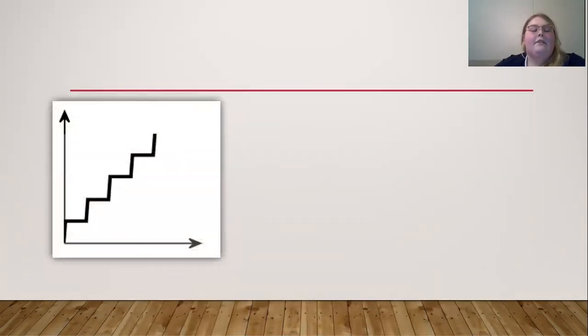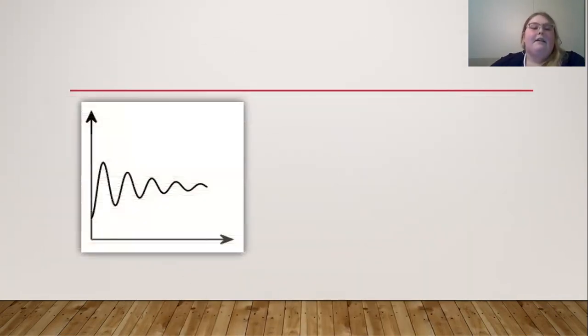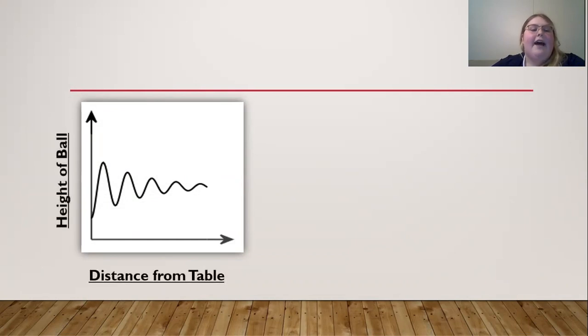And here, this would be our elevator one. It looks very much like a staircase. You go up a floor and then you stop, and then you go up and you stop, just like an elevator would. Okay. And then here's our bouncy ball. It's very much like the gas tank one, in that as your distance goes higher, the height of the ball is going to go lower because you're losing momentum in the bounce of your ball.